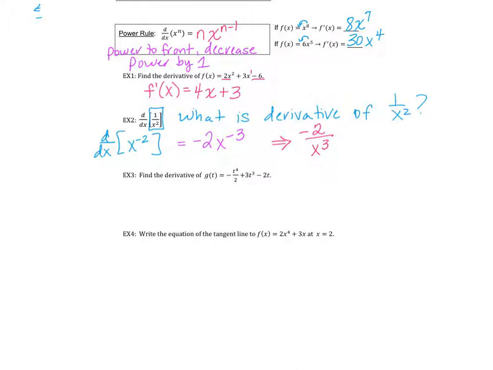So here we go. Now don't be confused because this guy has t's in there. I'm just going to take the derivative of g with respect to t. Now let me rewrite this one. That first term is just really saying this. So again, you be smart about the rewrite. So power to the front, 4 times negative 1/2 is negative 2, t to the third, plus power to the front, 3 times 3 is 9, t squared minus 2, and that's that.